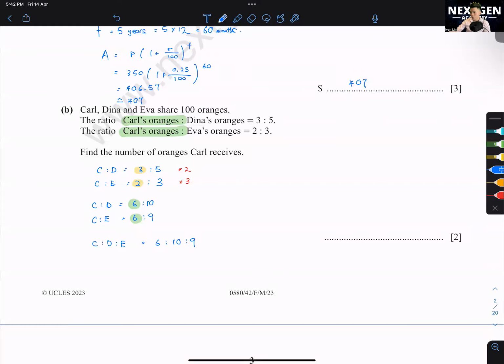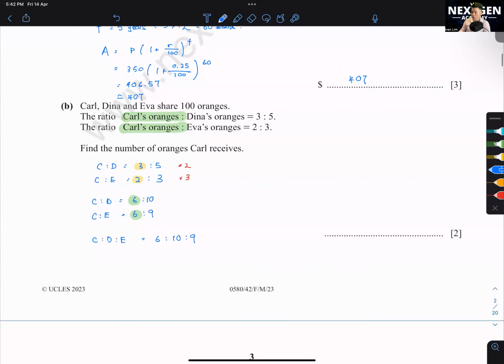All right, then we have 100 oranges, right? Okay, 100 oranges. How many parts do we have? Okay, so we calculate lah. One part is equals to 100 divided by 6 plus 10 plus 9, which is equals to 4. Okay, therefore, Carl got how many oranges? 6 times 4, 24. Okay. Any question this part here?